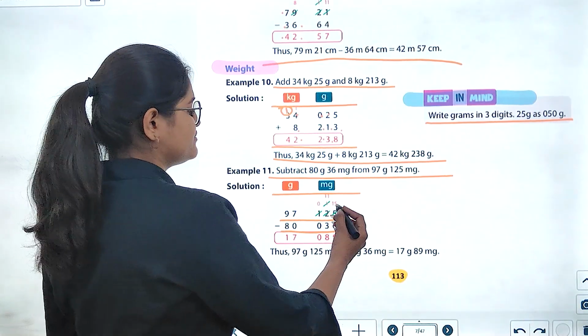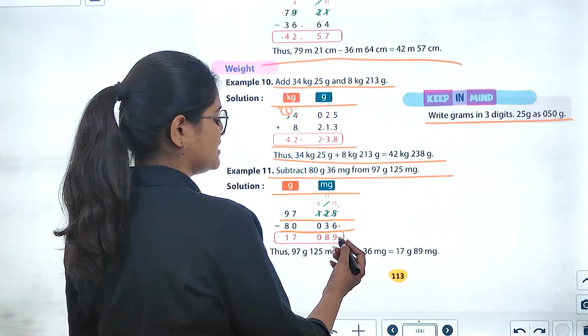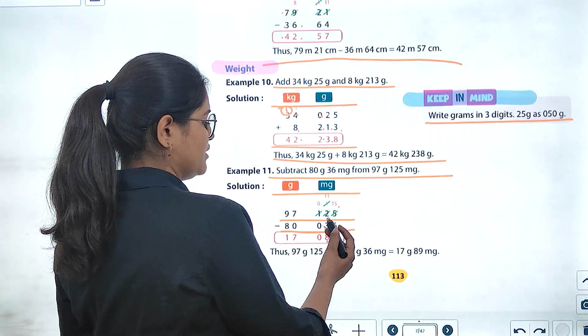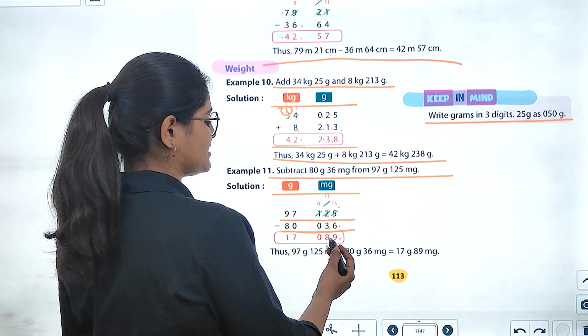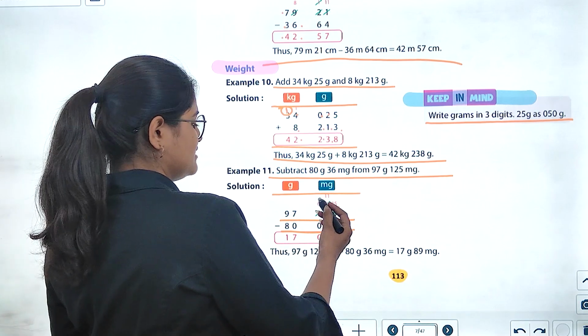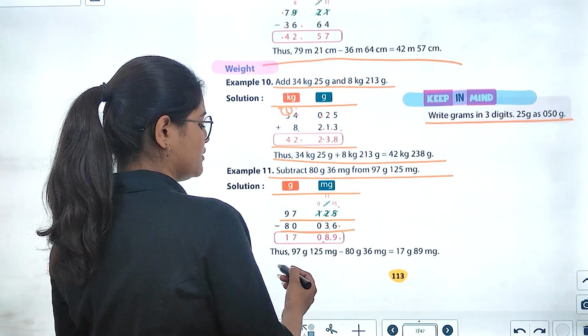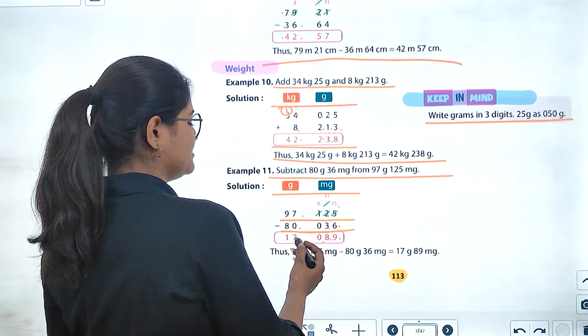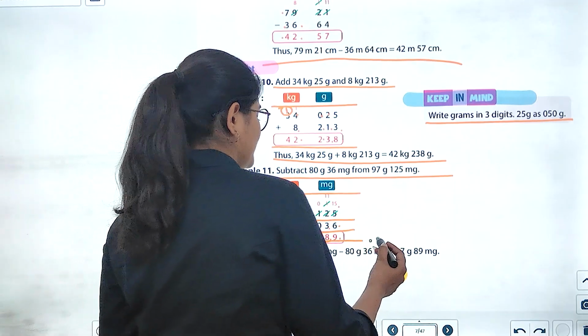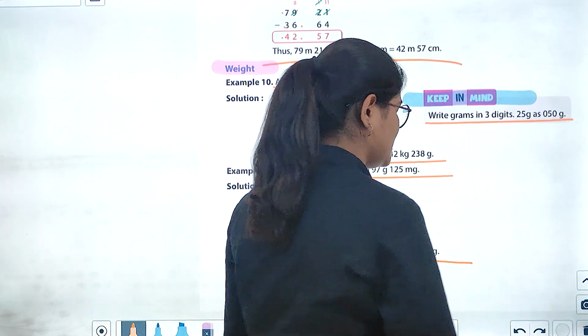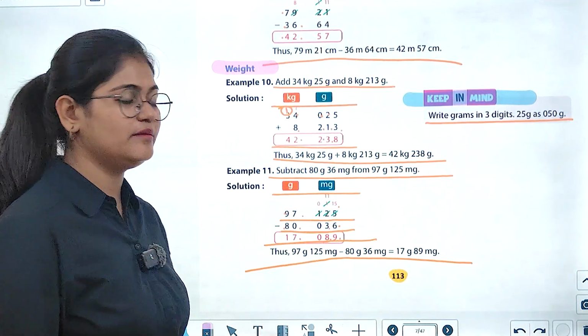So, it is 15 minus 6 is 9. Then 11 minus 3 is 8. Then 0 minus 0 is 0. 7 minus 0 is 7. 9 minus 8 is 1. So, hence the answer becomes 17 grams, 89 milligrams.